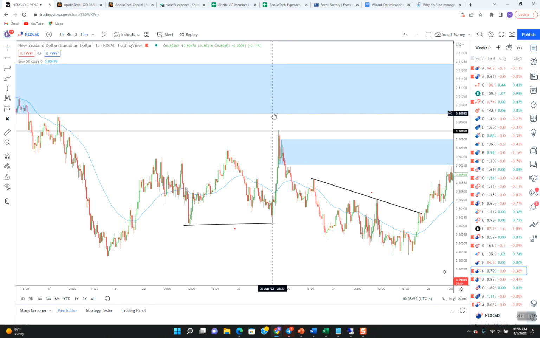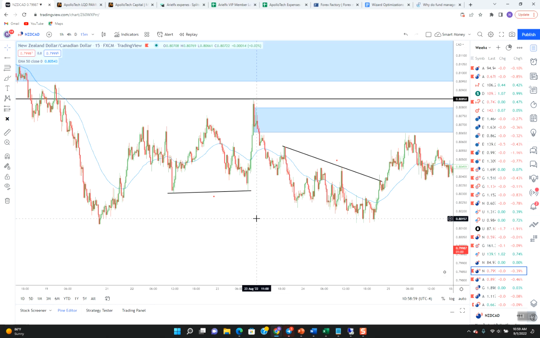So, now we just leave this one. Oh, well, at least we got into the market. Okay, now we have our sell from this level. Price is down here now. We've made a lower low.